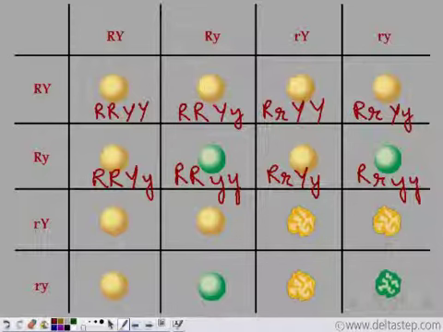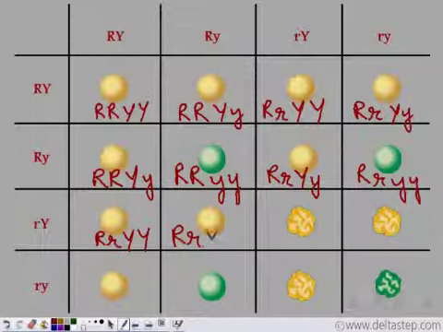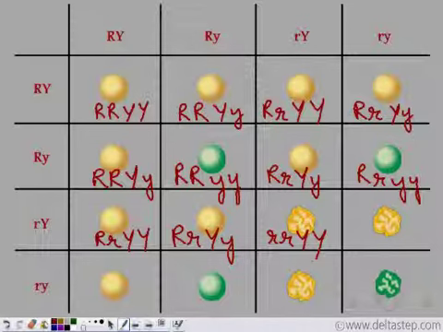Now similarly, try and do this cross. Well, this seed will have the genotype capital R, small r, capital Y, capital Y. Next, the genotype of this seed will be capital R, small r, capital Y, small y. This one will have the genotype small r, small r, capital Y, capital Y. Similarly, this seed gets the genotype small r, small r, capital Y, small y.